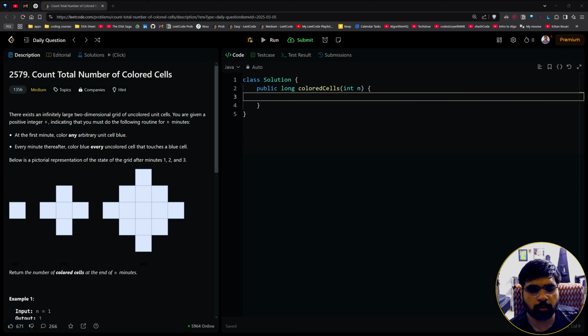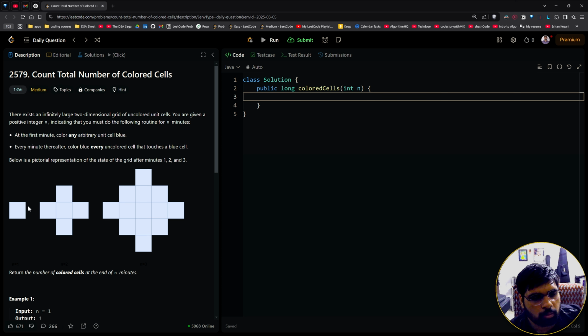Alright, let's take a look at this daily LeetCode question. It's called Count Total Number of Colored Cells. There exists an infinitely large two-dimensional grid of uncolored unit cells. We are given a positive integer n, indicating that you must do the following routine for n minutes. At the first minute, color any arbitrary unit cell blue. Every minute thereafter, color blue every uncolored cell that touches a blue cell.